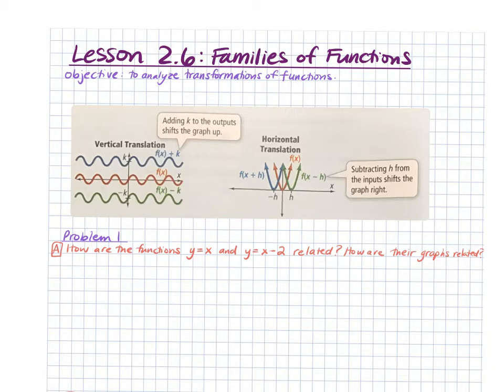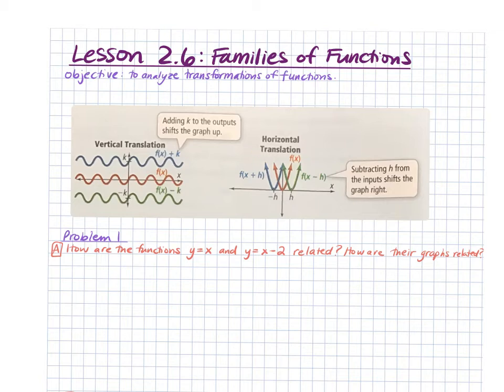If you add a number, say k, to the function, it just moves the graph up. If you subtract a number from the function, then it just moves the graph down. And that's called a vertical translation.